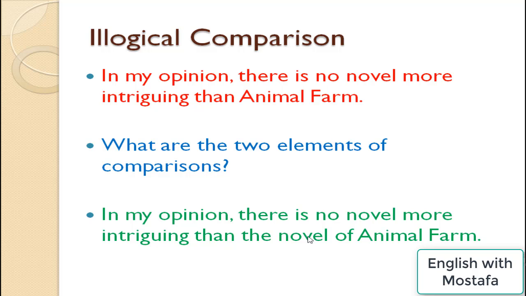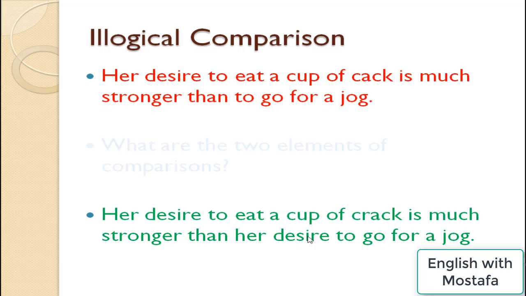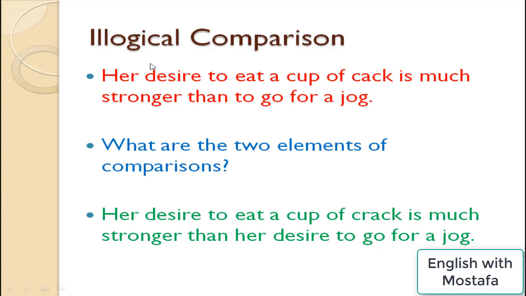Okay, let's move on to the second part, which is illogical comparisons, and we will have some more exercises. Look at the first sentence. Her desire to eat a cup of cake is much stronger than to go for a jog. Yeah, what did I tell you to do whenever you have a comparison? Exactly. Find the two elements of comparison. What are we comparing here? Are we comparing the cup of cake with going for a jog? Or are we actually comparing the desire? Yeah, so the sentence must be: her desire to eat a cup of cake is much stronger than her desire to go for a jog. Now the sentence is balanced and the comparison is logical.